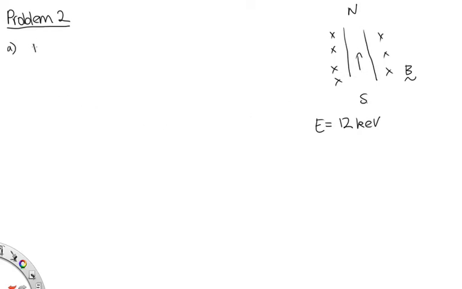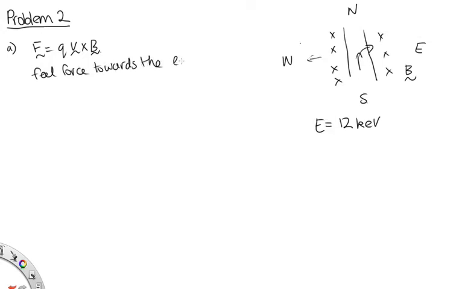Well, the force is equal to QV cross B. And this gives us the direction on the positive particle. Here we have a beam of electrons. So using our right hand rule with the V cross B, a positive particle would feel a force to the left, but a negative particle like these electrons will feel a force to the right. So we've got north up here, this will be east, here's south and here's west. And so they feel a force towards the east.